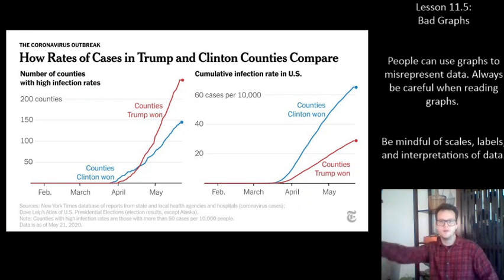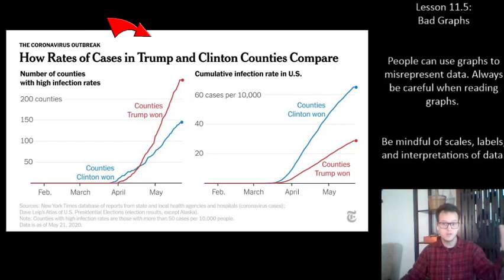All right, this one is a fun mix of both COVID and politics. Whoa, best of both worlds, right? So how rates of cases in Trump and Clinton counties compare. So the last election, Clinton was one of the candidates, Trump was the other one. Trump obviously won. And they're comparing the counties that these different candidates won and their COVID rates. I don't even know why this is valuable information, but there's a graph, so let's examine it.